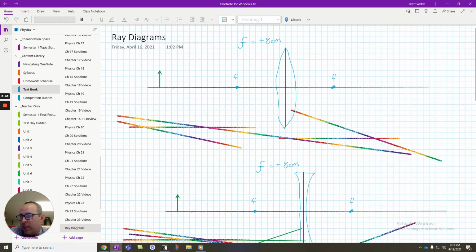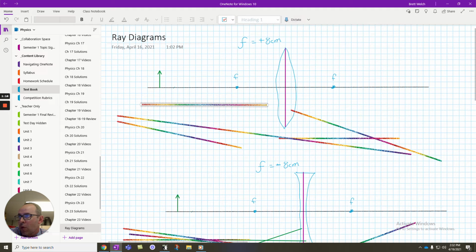And so I've already pre-done all of my lines, so I'm just going to talk about going through and drawing each of these. The first thing, so this green arrow here is my object. And if I want to talk about its object distance, I would measure from this green over to the center of my lens. Okay, so if you're asked to do a ray diagram with an object distance of 12 centimeters, you need to measure from the center of your lens 12 centimeters over.